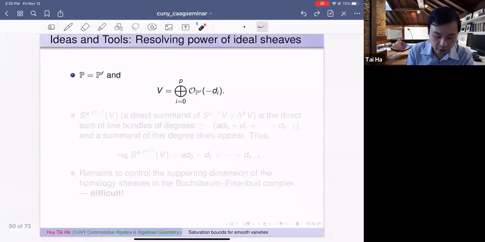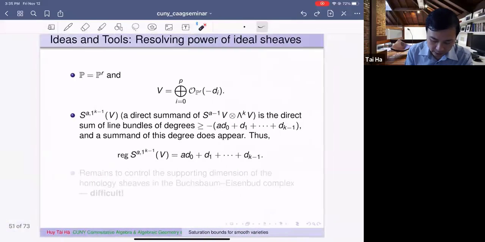So here we're going to go back to our situation. P is going to be our ambient space. V is going to be this U0 that we start with. And now the shear factor of V is going to be the shear power of this direct sum.